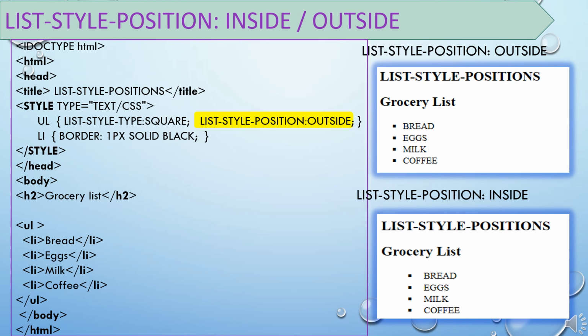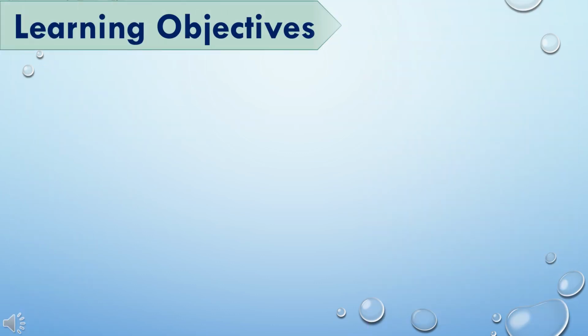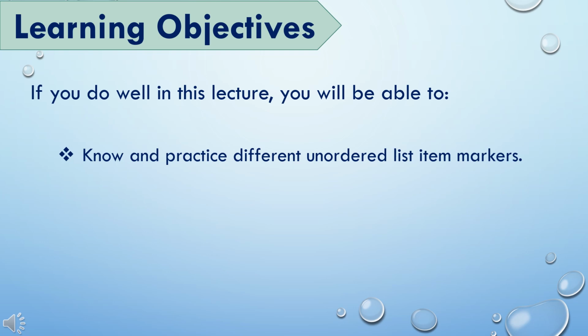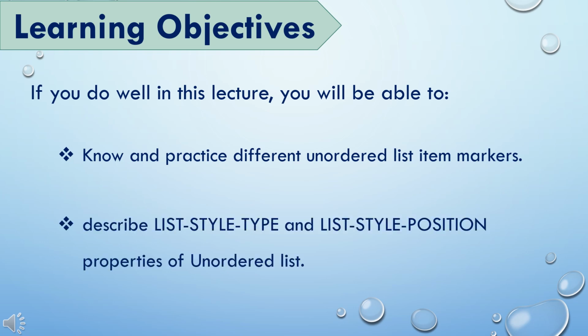Now, let's begin today's lesson. Learning objectives. Students, if you do well in this lecture, you will be able to know and practice different unordered list item markers, and describe list style type and list style position properties of unordered list.